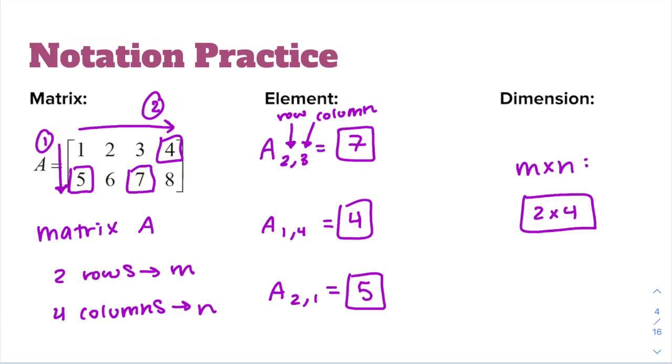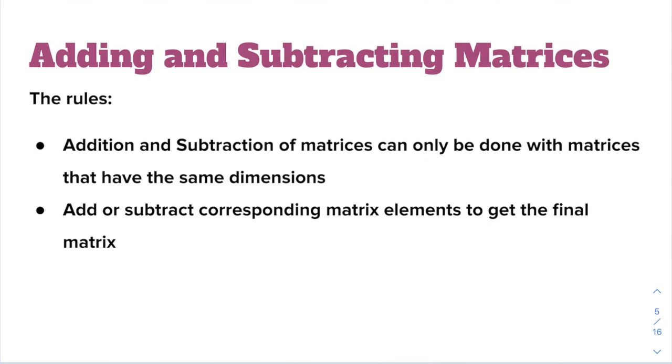Now we're going to get into our first matrix operations, which are adding and subtracting matrices, or matrix addition and subtraction. There are a couple rules that go with this, and you need to know these. So addition and subtraction of matrices can only be done with matrices that have the same dimensions. It's kind of like with fractions. You can't add or subtract them if they have a different denominator. Well, with matrices, they have to have the same dimensions. It's the only way you're going to be able to add or subtract matrices.